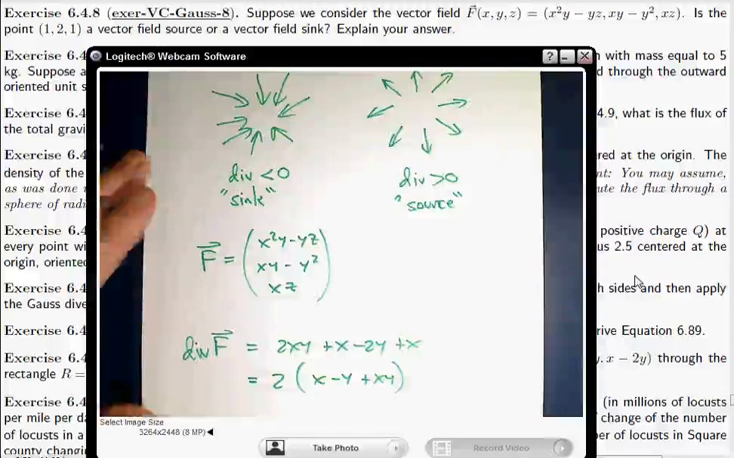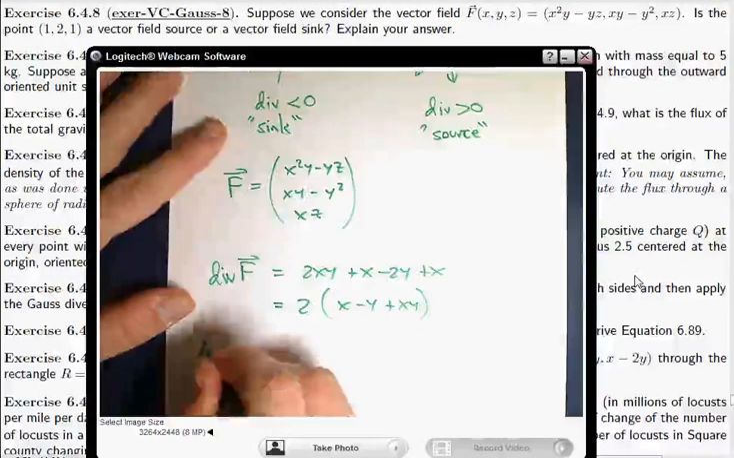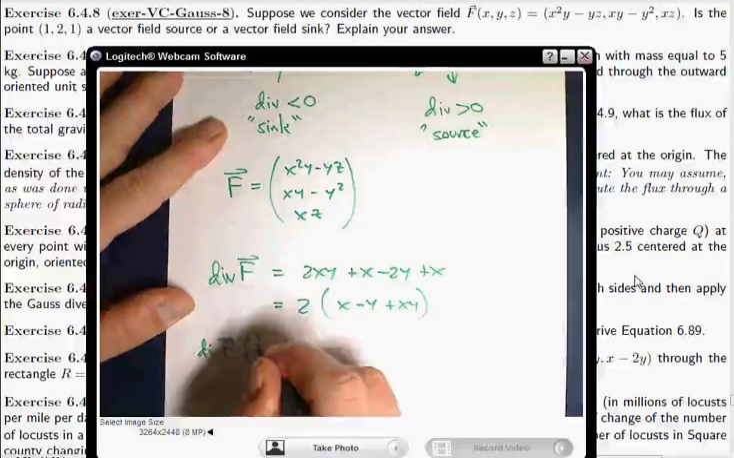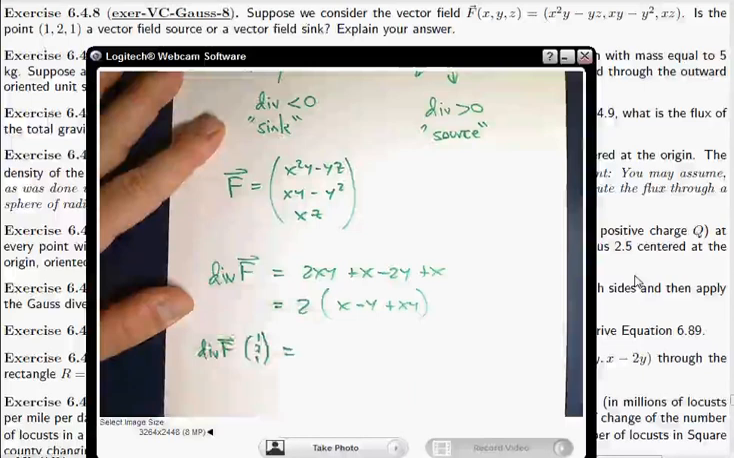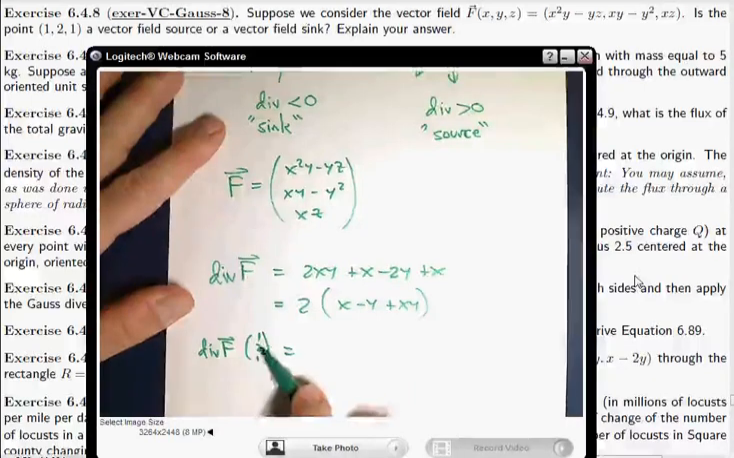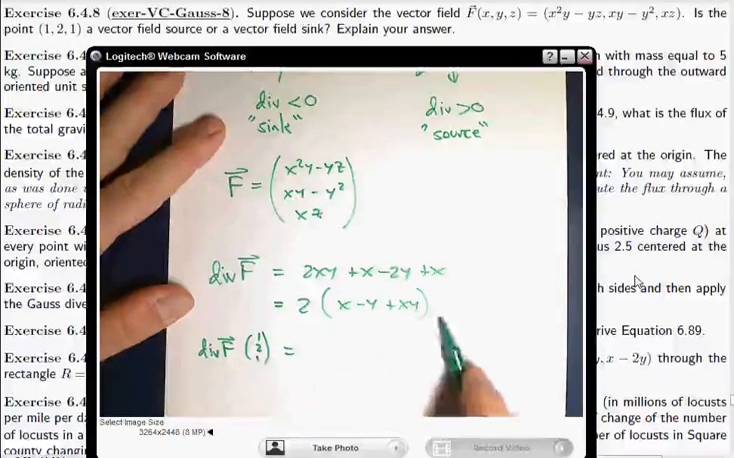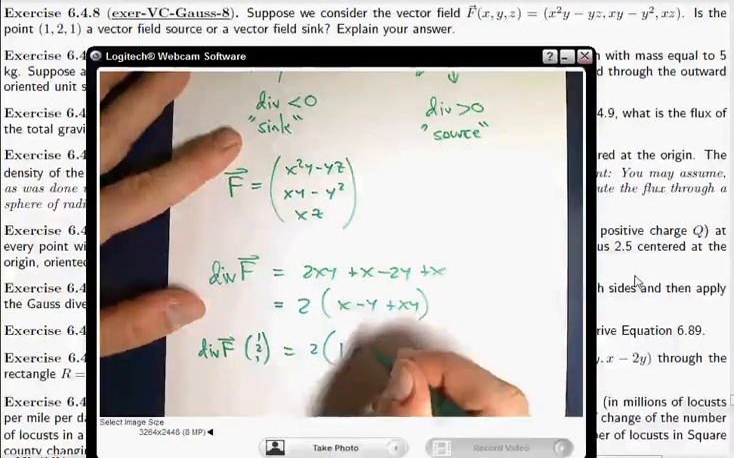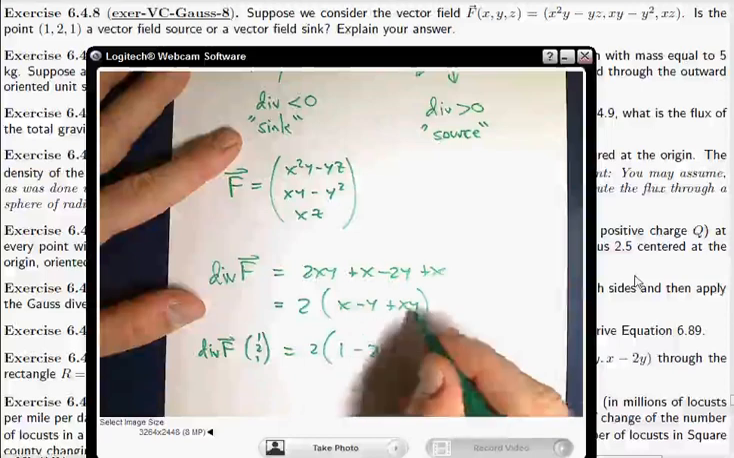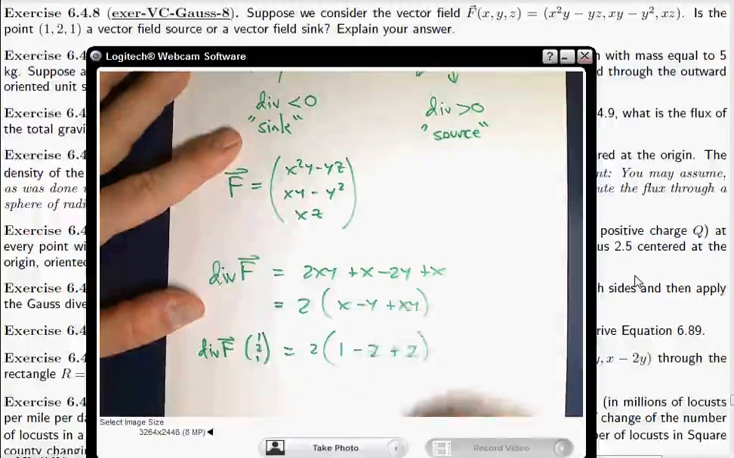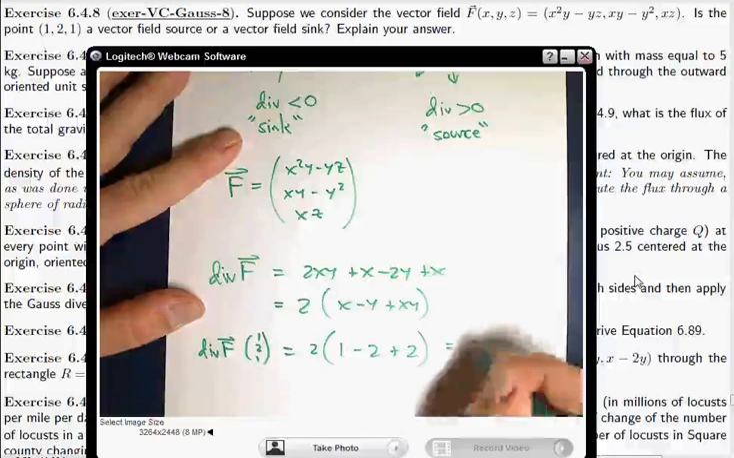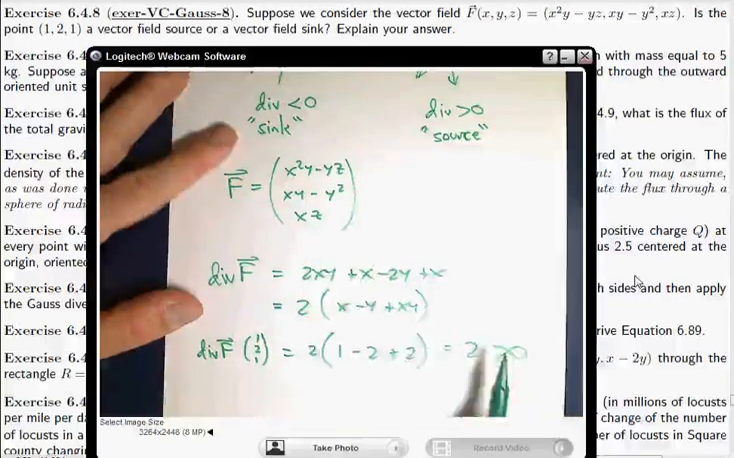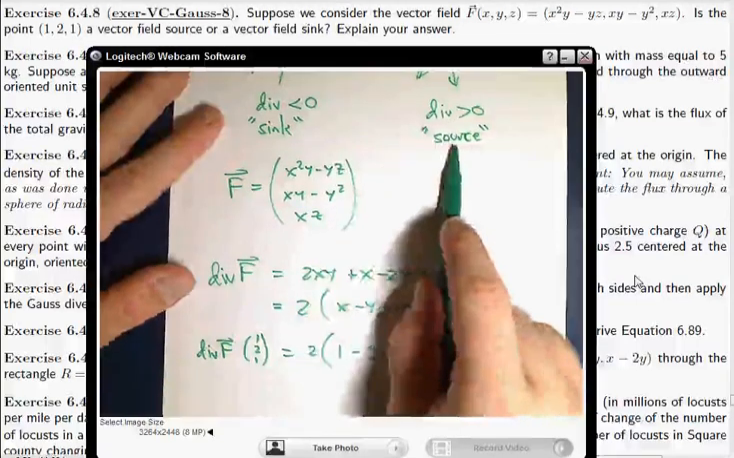Now the problem asks about this particular point. So at the point (1, 2, 1), well, that's x, that's y, that's z. I'm going to plug into here and see if it's positive or negative. And it looks like I have 1 minus 2 plus, let's see, plus xy, which is 2. And this all together is 2, which is greater than 0. And since it's greater than 0, we're going to call this a source.